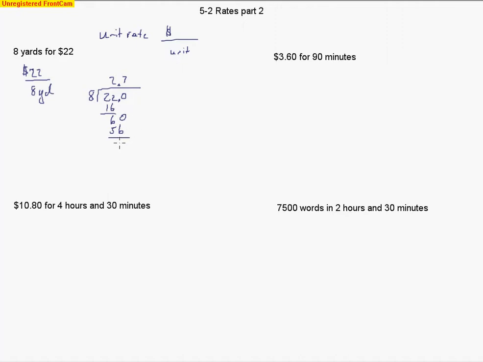Do the subtraction, we get 4 left over. Add another 0, bring it down, and 8 into 40 goes 5 times. So our answer is not just 2 75/100ths, but it's $2.75 per yard. So make sure you put the units in the problem as well. So again, this is a unit rate. How many dollars for 1 unit of measure?